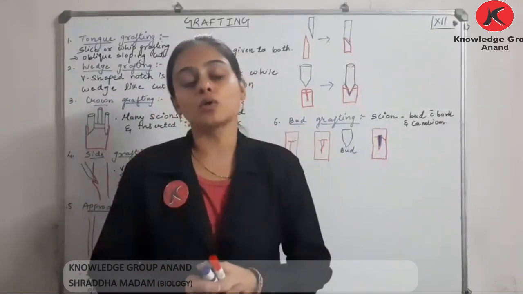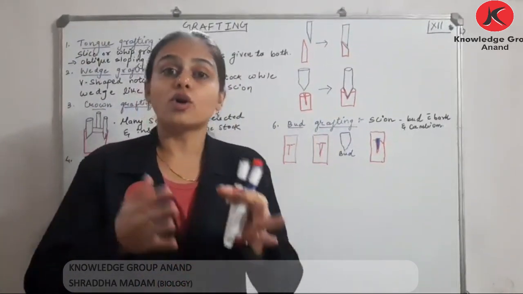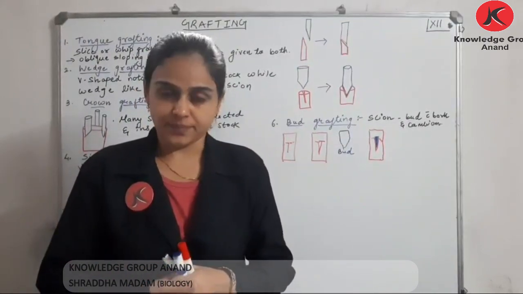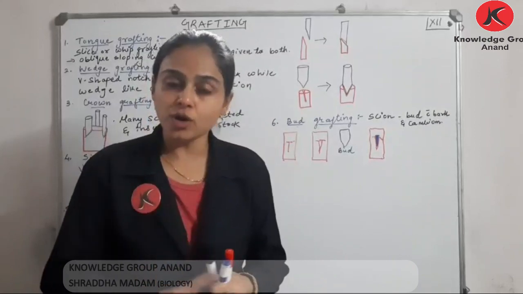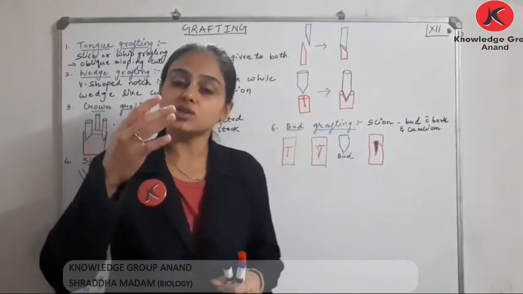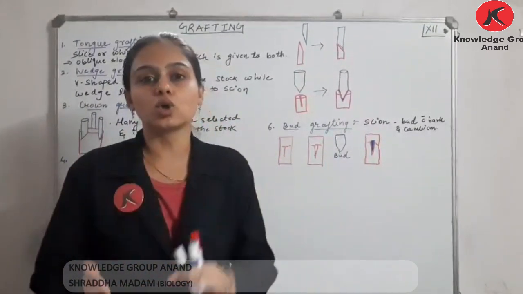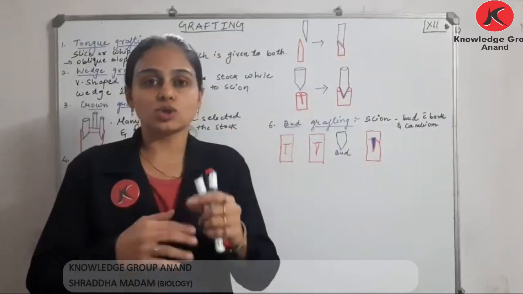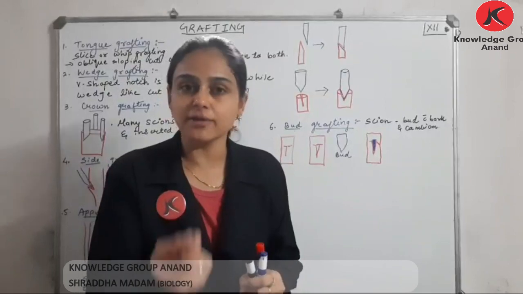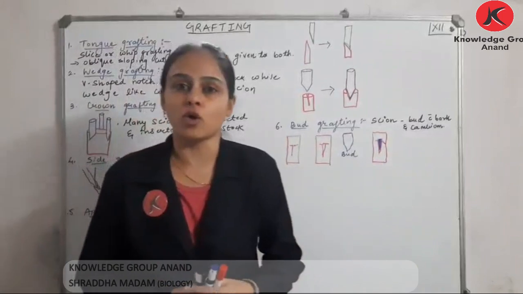Now if we are talking about grafting, this method is useful for those plants which do not root easily. Number one, it is useful for those plants which do not root easily, or it is also useful for those plants which have a weak root system. So for plants with a weak root system, we are going for grafting.